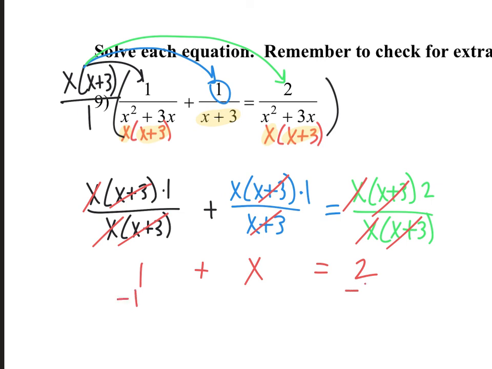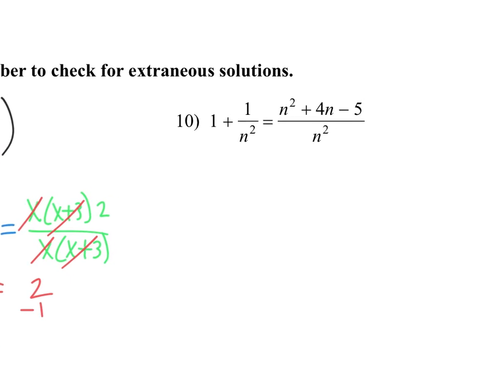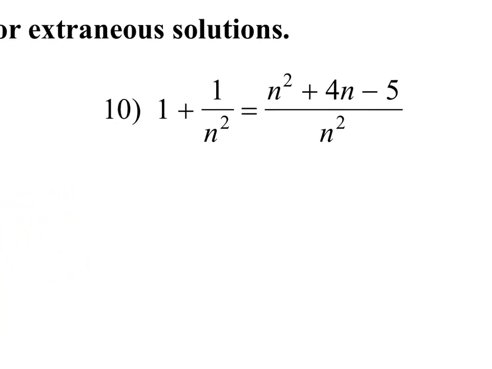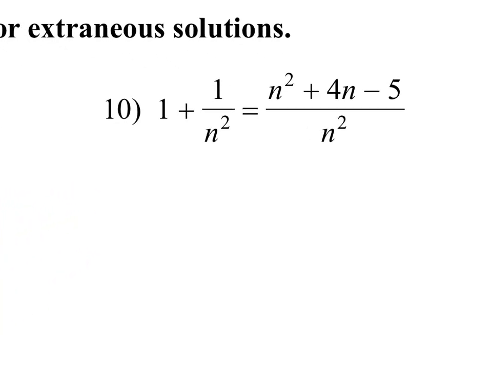Let's just subtract 1 from both sides, and we will get x equals 1. Let's make sure that that is not a restricted value. From the original problem, the only restrictions were if x were 0 or if x were negative 3. So we are good to go with our answer of x equals 1. So let's finish the last one up same way. This one has denominators of just n squared. So that's what we're going to multiply every term by. We multiply both sides of the equation by n squared.